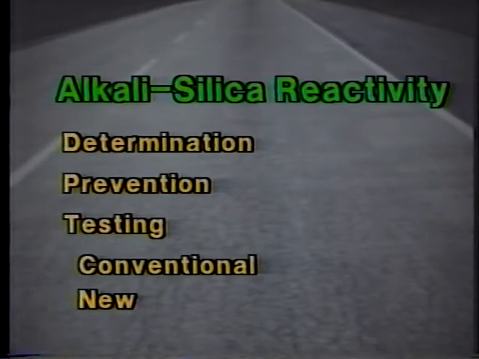If you suspect ASR, the first thing you should do is review the Handbook for the Identification of Alkali-Silica Reactivity in Highway Structures. In it, you'll find detailed descriptions of crack patterns normally associated with ASR. By comparing the pictures to the actual cracks, you can see if you need to investigate more closely. Okay, that's determination. Now let's look at prevention.